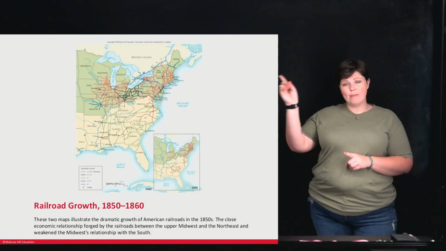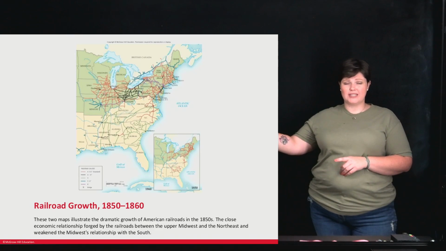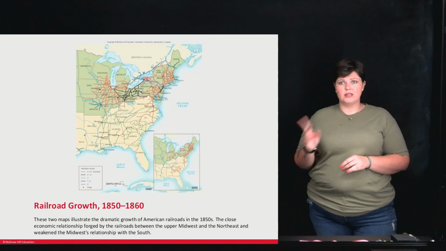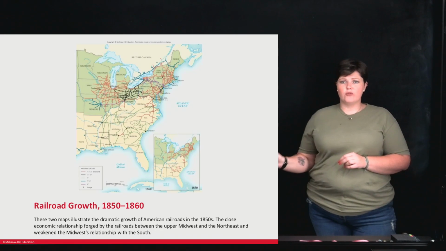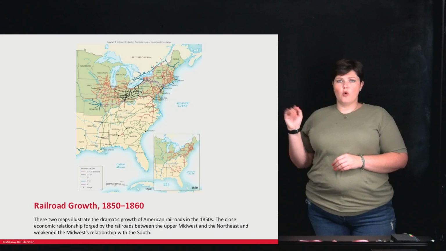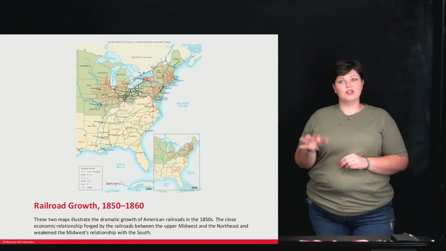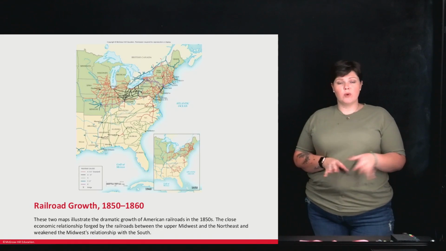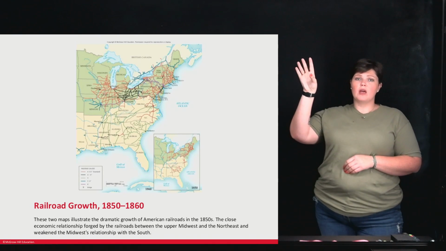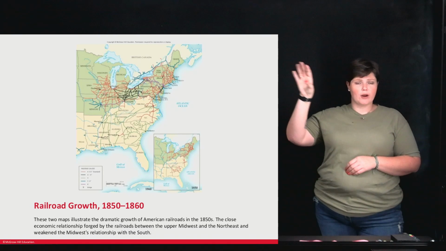First is how much it increases in the north versus how little it increases in the south. Yes, there are a few rail lines that are increased. There are a few that travel farther up to the north than they had in the past, but there's still not a lot of railway systems throughout the south. But the north is heavily innovated with railroad growth.